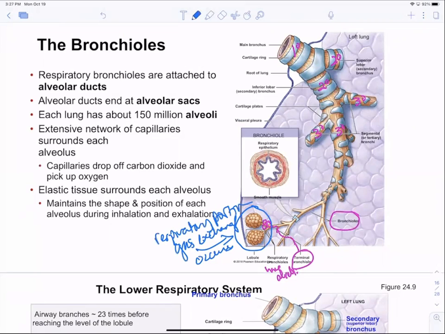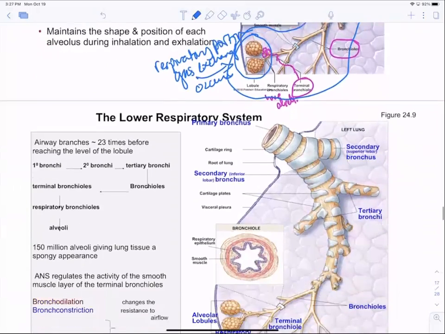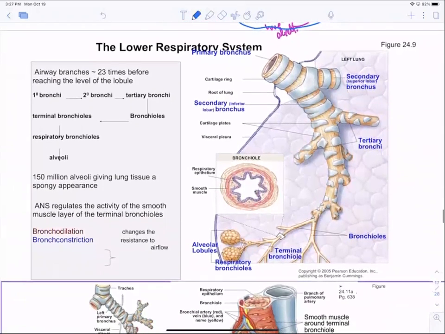Now, a bronchopulmonary segment, in this case, would be this and everything attached. So that would be a bronchopulmonary segment. It's basically a tertiary bronchi and everything attached to it.